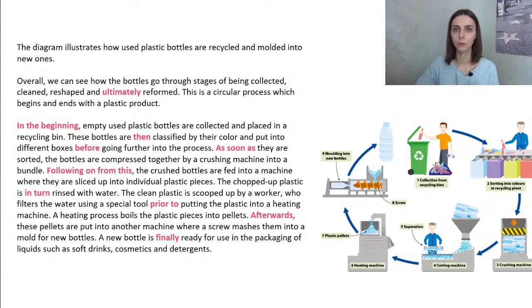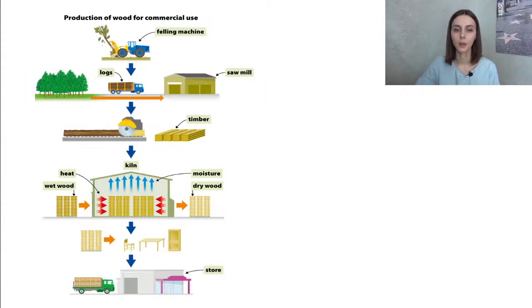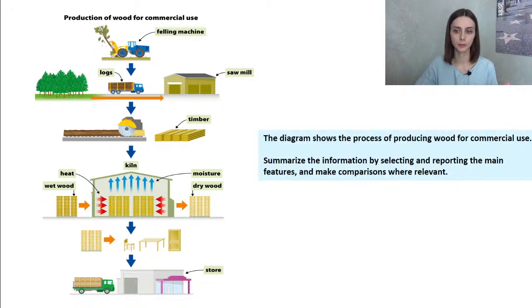Now let's take a look at your homework. So here I have another man-made process. This is the production of wood for commercial use. And I have a task for you. The diagram shows the process of producing wood for commercial use. Summarize the information by selecting and reporting the main features and make comparisons where relevant.